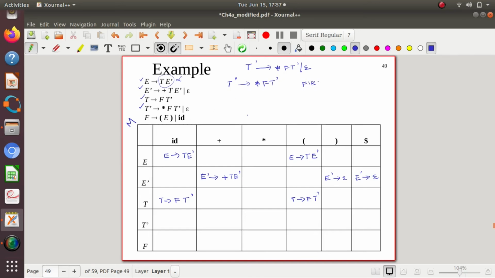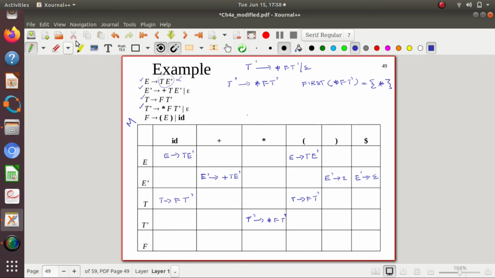compute first of star F T dash, that is same as star. So there is no epsilon, so we have to insert this T dash and star here. Here we have to add T dash gives star F T dash.